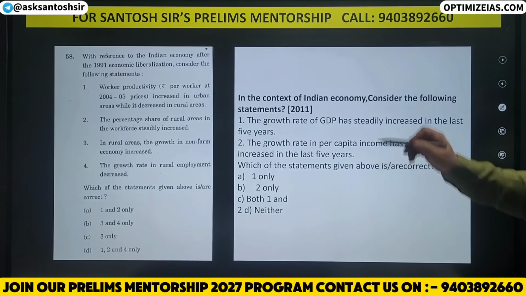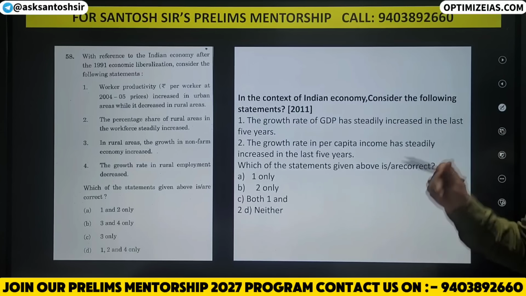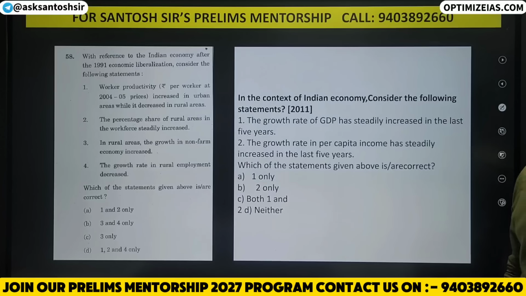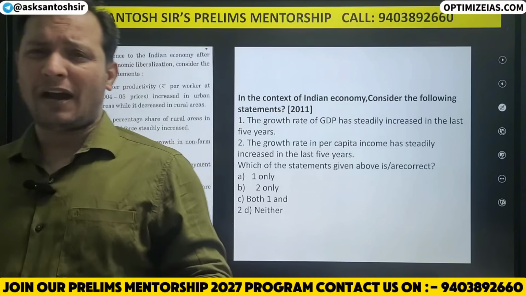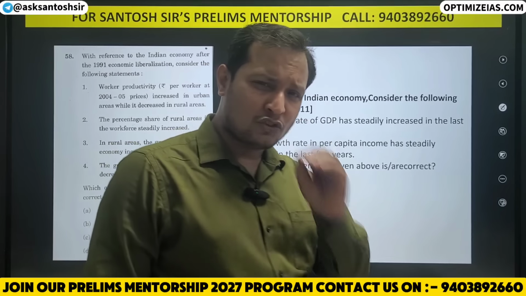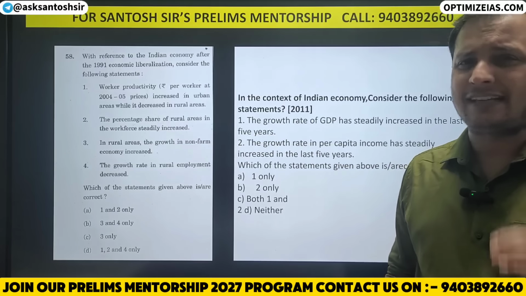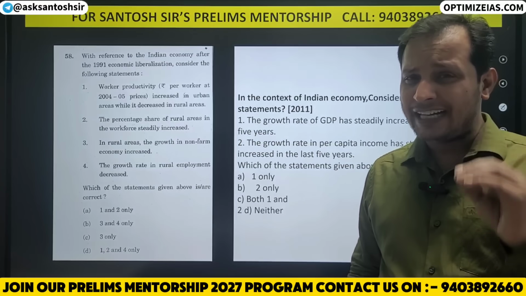Now let us see these two questions. Same pattern, guys. That is why I say UPSC is repeating the pattern. Once you learn this pattern, no force on earth can stop you from qualifying the prelims examination. I'm telling you again and again, UPSC prelims is very easy once you understand this pattern.